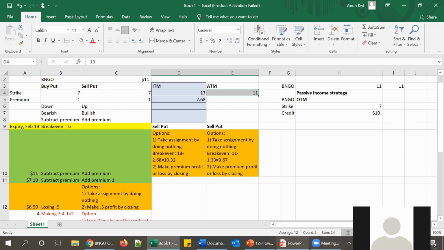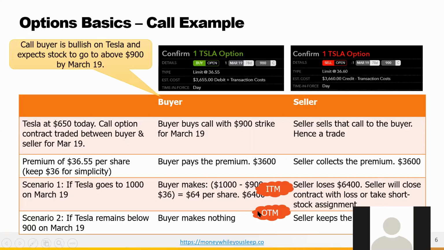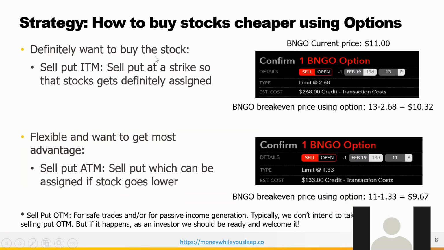And either you have an intention of definitely wanting to buy the stock. If you definitely want to buy the stock, always go further in the money. Maybe you can put, instead of 13, you can put 15 as a strike price. But your break-even price will be a little bit more than this then.